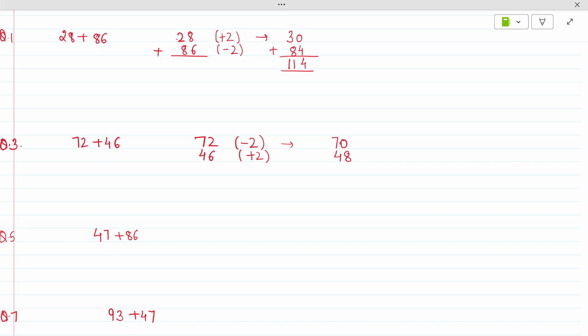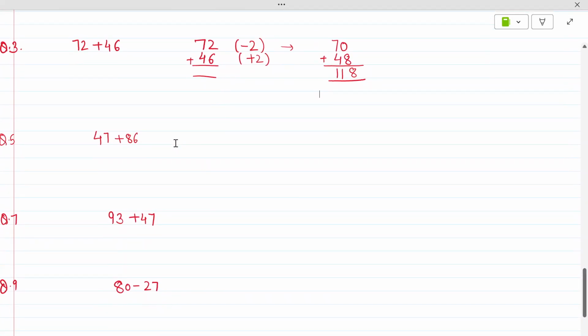These are my two new numbers. And the last step is to do the general addition. Okay. So 8 plus 0 is 8. 7 plus 4 is 11. This is my answer. Okay.